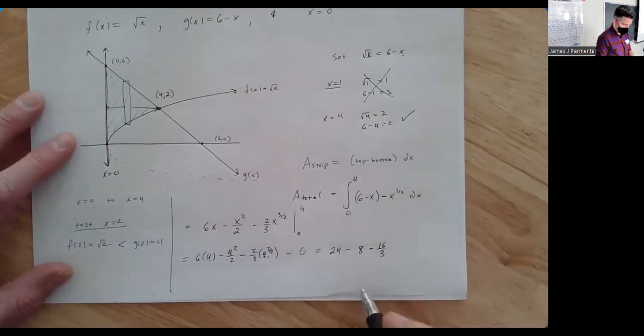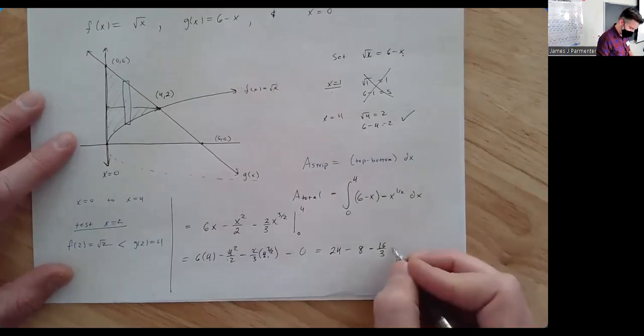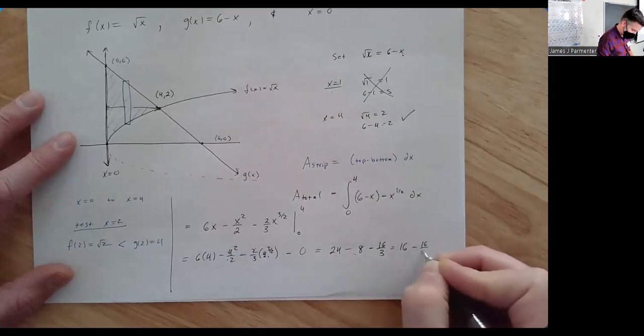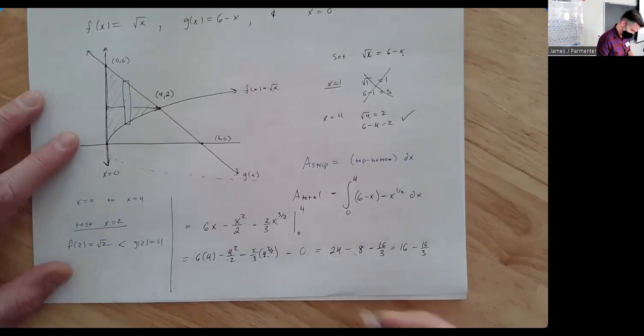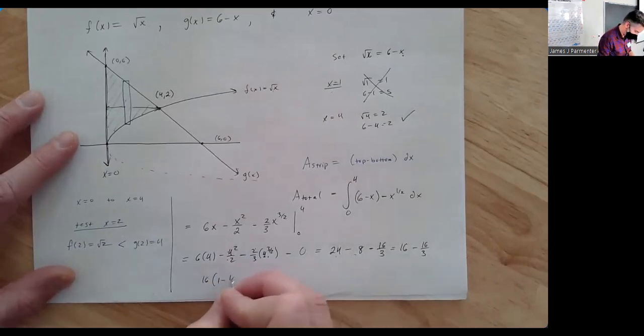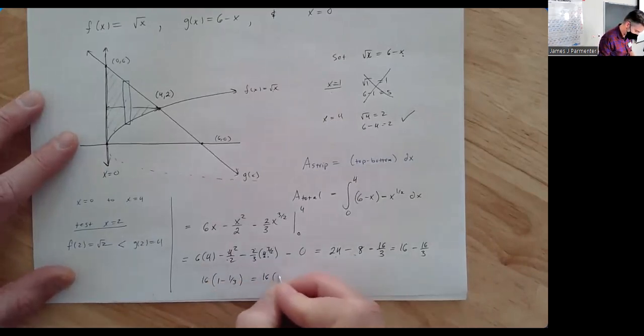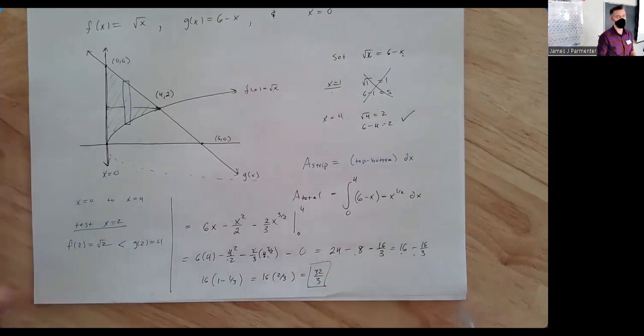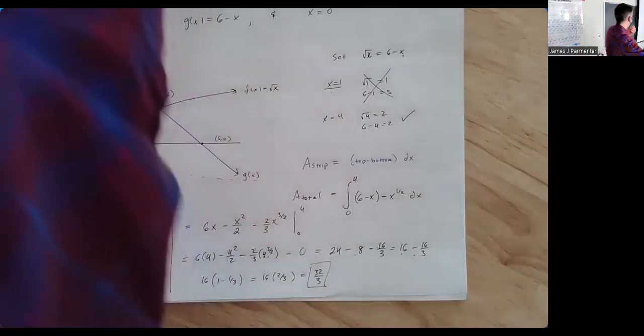If you wanted a common denominator, I guess, well, in fact, no, I want to do 24 minus 8 is 16. 16 minus 16/3. Again, I'm going to factor out a 16 and get 16 times 1 minus 1/3, which is 16 times 2/3, which is 32/3. Or you could have just said that's 48/3 minus 16/3, which is 32/3. Cool.